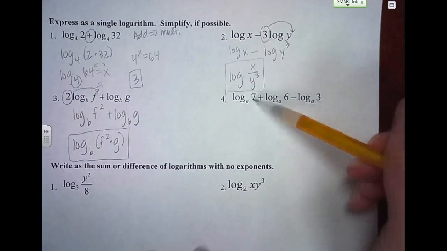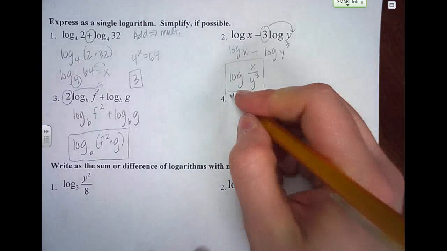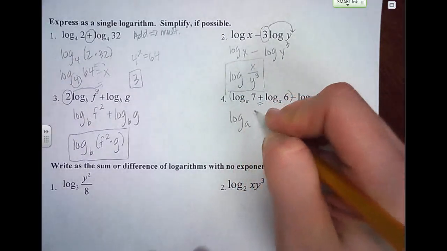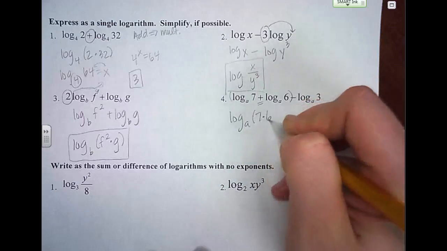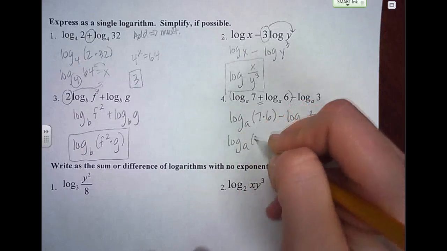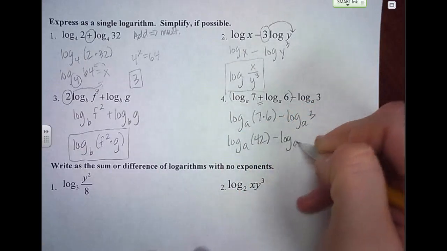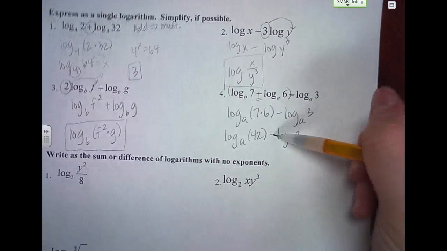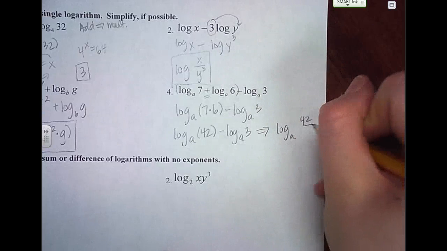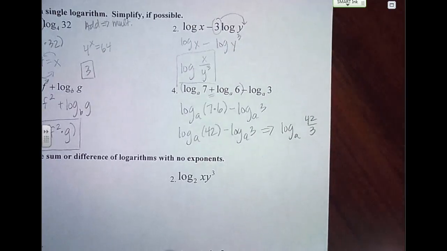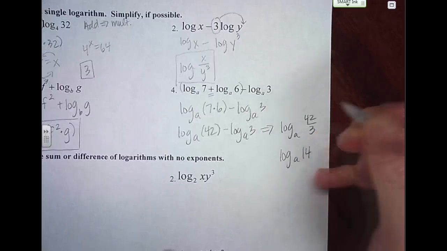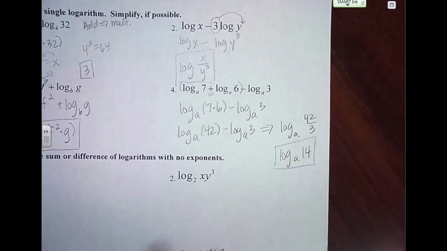Now number 4, we've got 3 logs here. So we're going to work from left to right. Okay, so addition is first. So we're going to rewrite that as addition is multiplication. So 7 times 6, which is log a 42. Then I have subtraction. Subtraction is division. So log a 42 over 3, which is 14. So I simplified that all the way down to 14.